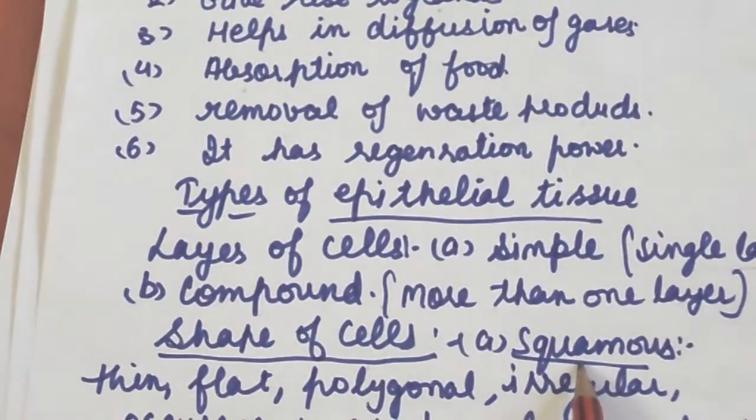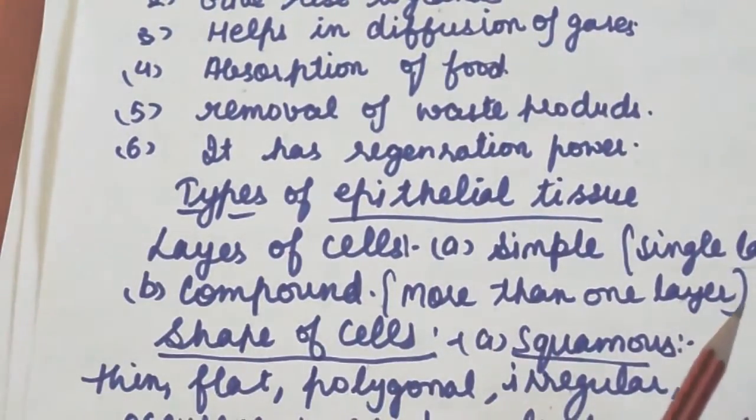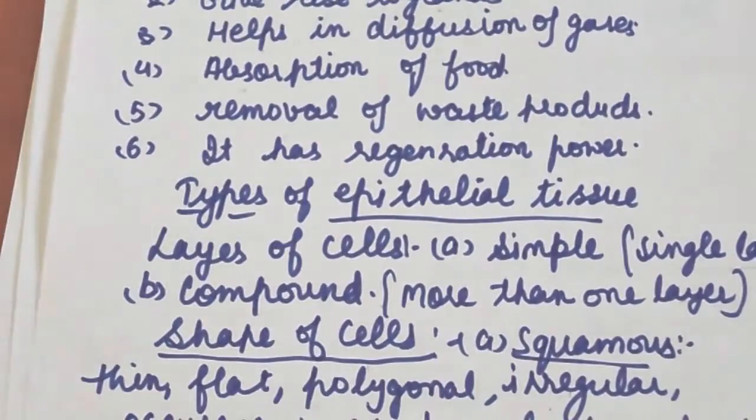Squamous epithelial tissue consists of thin, flat, disc-like, polygonal or irregular shaped cells which fit together closely to form a compact tissue. Nucleus is round and flat. Squamous epithelial tissue is a simple tissue, single layer tissue, or a stratified tissue, means multi-layer.